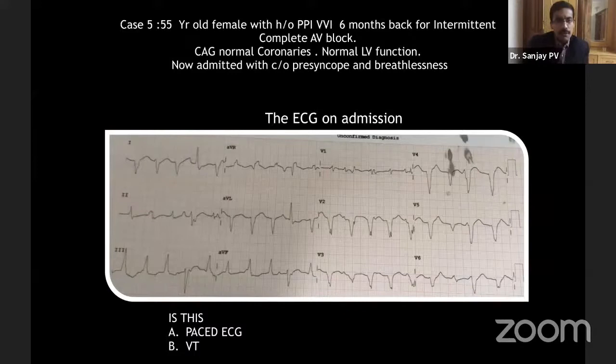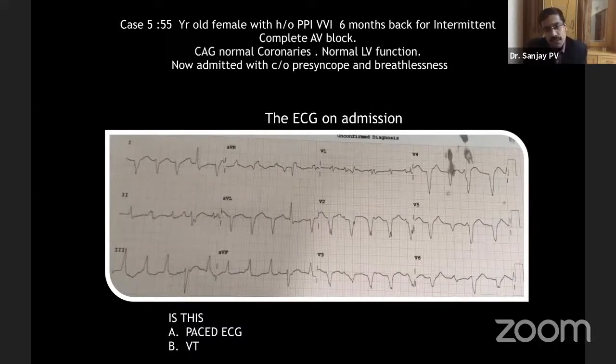So when you see lead 1, you have the first, second, third beat and the fourth beat. Before the fourth beat, you have a P wave. So that is something we call a capture or a fusion beat. And again, in lead aVF, the fifth, sixth, seventh, eighth beat, you have a P wave. So that is a capture beat. So you have these two capture beats and a fusion beat.